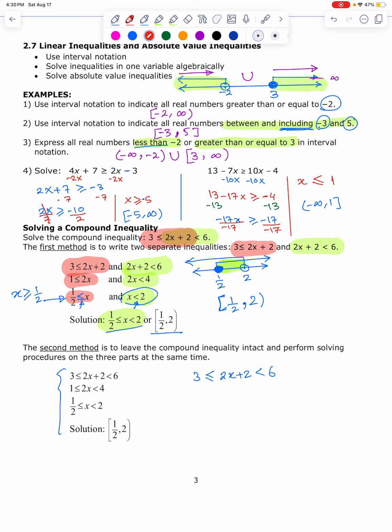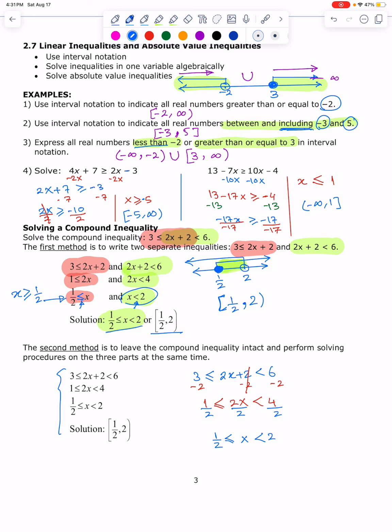Now, what I mean by working on all 3 sides altogether, we're going to begin by eliminating the 2, so I will subtract 2 from all parts of the inequality. We will end up with 2x in the middle is greater than or equal to 3 minus 2 is 1, less than 6 minus 2 is 4. Now we're going to divide. We divide by 2, we divide by 2, we divide by 2. Again, division is by a positive number, so the inequality sign is not going to change. So we have x in the middle is greater than or equal to 1/2, and it's less than 2.